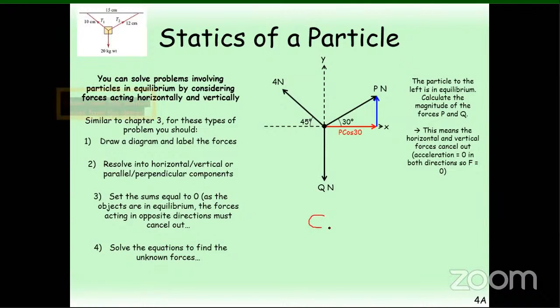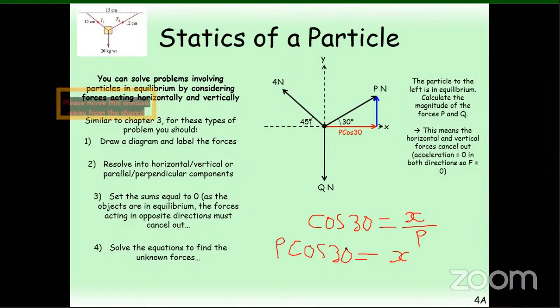Still, when we go to cos, the cos of 30 would be equal to adjacent, which we said is x, divided by P. So when we cross multiply, we shall remain with x equaling P cos 30. I think it is now fine? Yes. Okay. So we shall have P cos 30 and then P sine of 30.